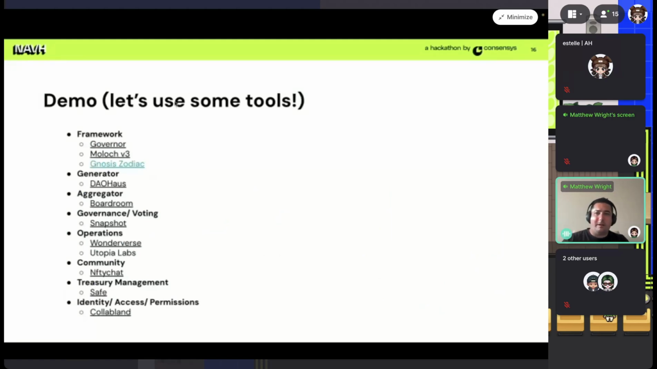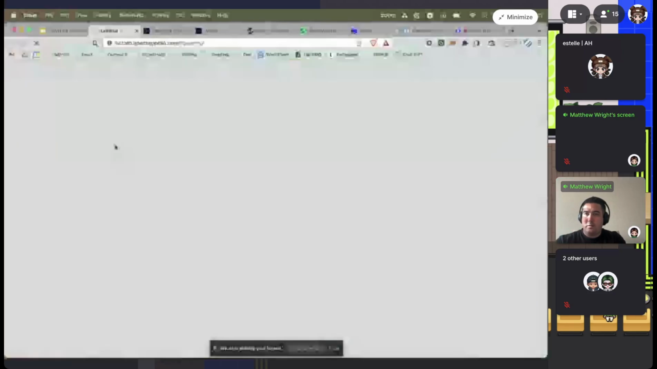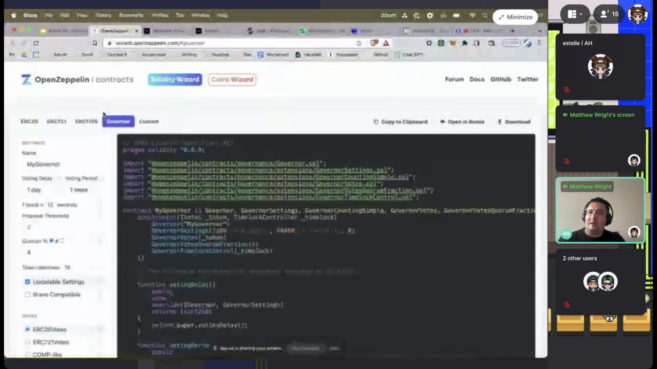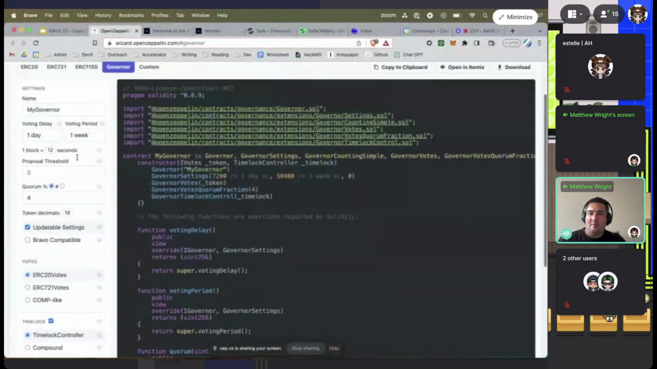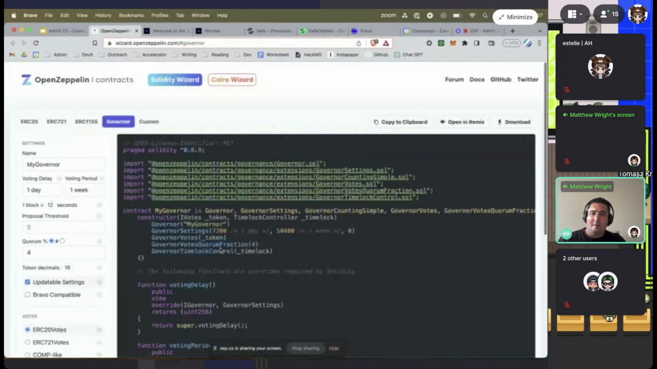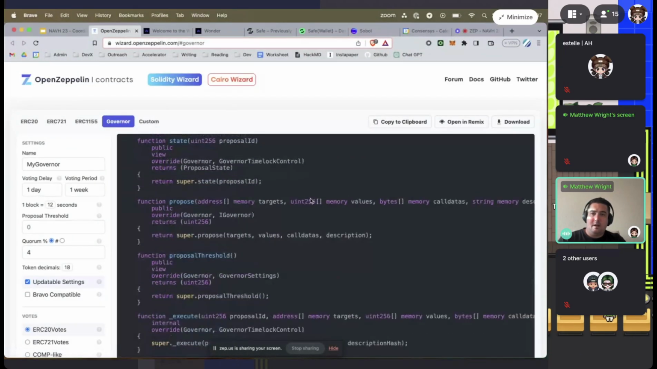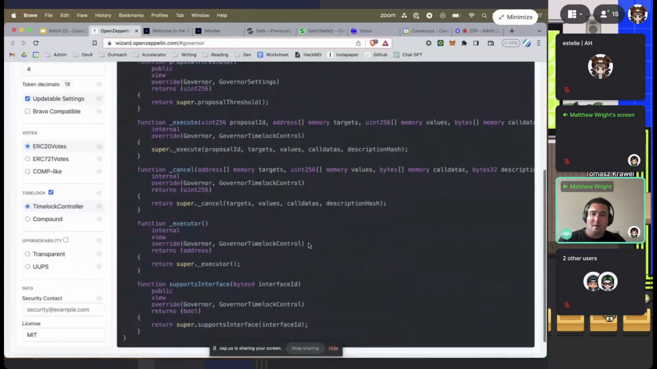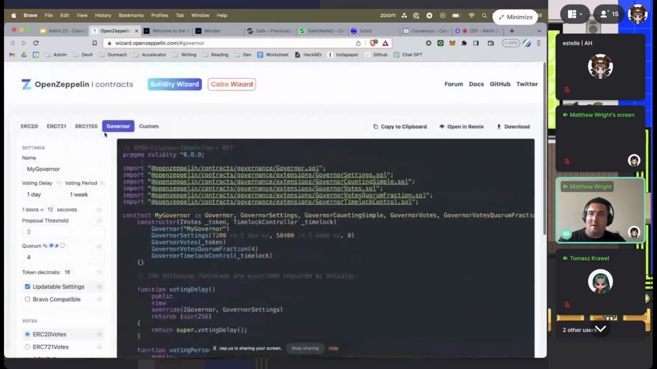Cool. So I'm at the end. I'm just going to do a quick demo. Nothing crazy. I don't think I'll go through all these, but I can show you folks, if you're looking to deploy a DAO, you can look at OpenZeppelin and their Governor contracts. They have this cool wizard where you can play with some of the parameters. If you want it to be ERC-721 or ERC-20, you can check out their smart contracts and see how the stuff works. It's a nice tool to check out if you're technical.